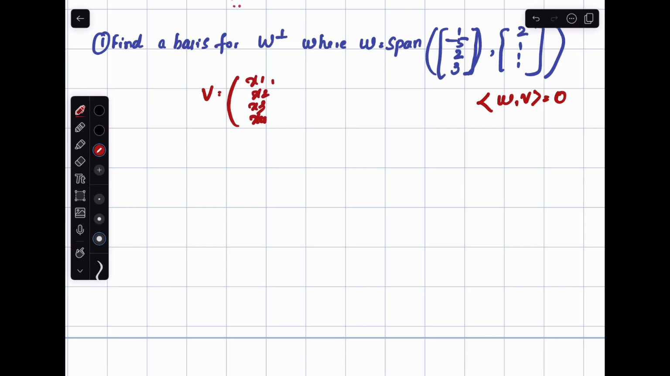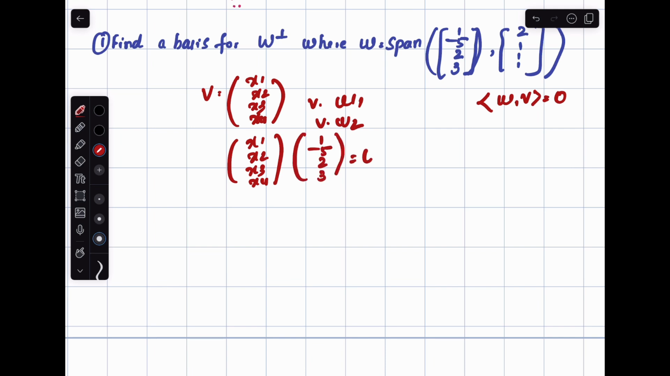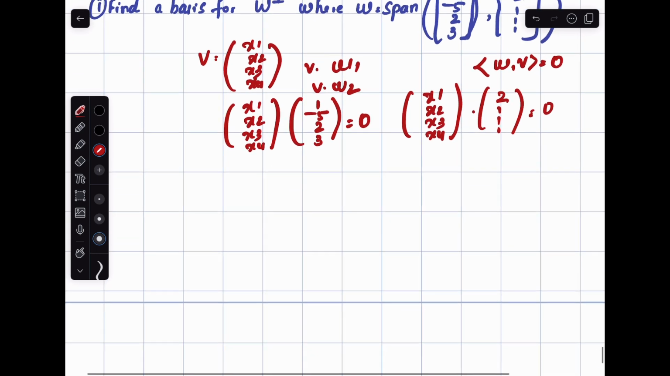So let me take v equal to some vector x1, x2, x3, x4, and we will multiply v with both w1 and w2. So we get x1, x2, x3, x4 dotted with 1, minus 5, 2, 3 is equal to 0. That is the inner product, the dot product, we are finding. Similarly, for the second vector, x1, x2, x3, x4 dotted with the second vector is equal to 0.